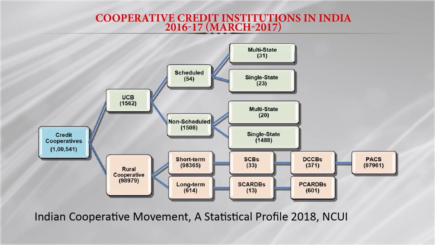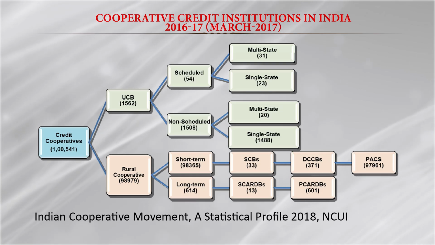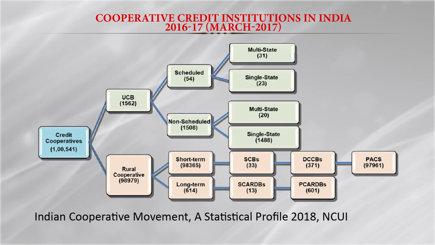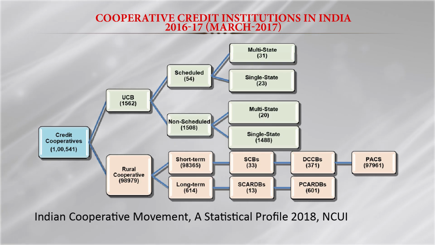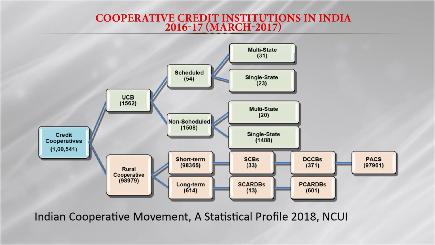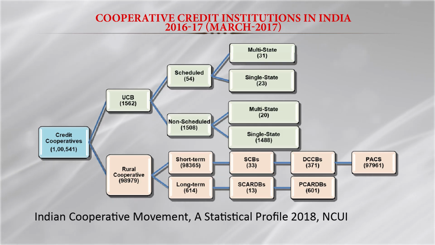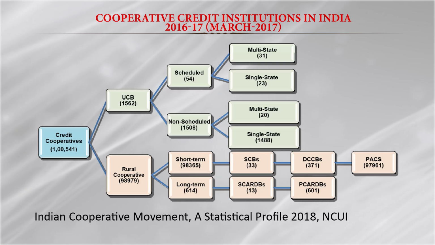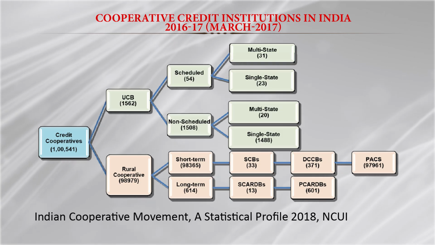So we have 33 state cooperative banks, and 371 district cooperative credit banks, and at the primary level we have 97,961 primary agricultural credit cooperative societies. In case of the long-term bank, we have state cooperative agricultural rural development banks at the state level, which are 13 in number, and at the village or taluka level, or sometimes district level, we have primary cooperative agricultural rural development banks, which are 601 in number. And now we will understand the functioning of this primary agricultural credit cooperative society.